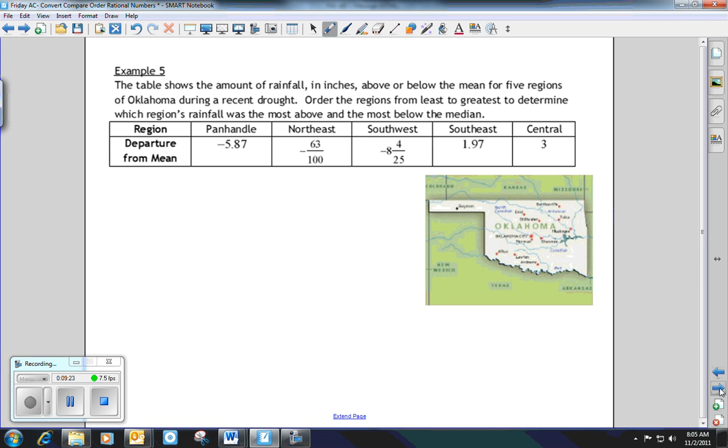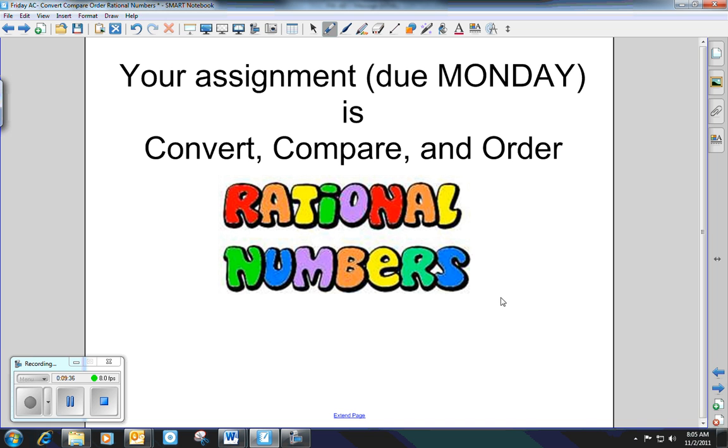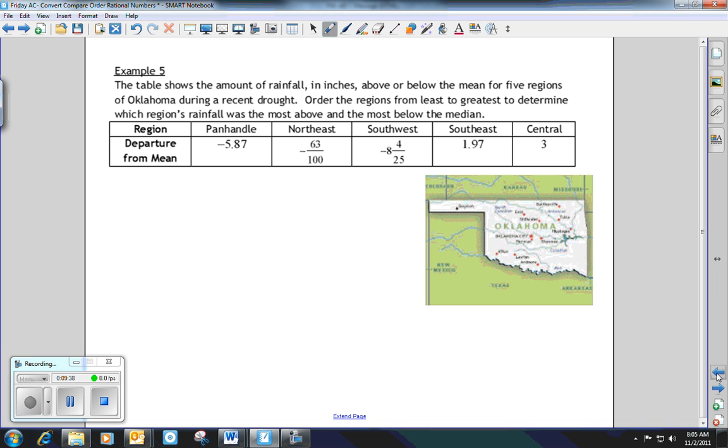Finally, I want you to do example 5, where you're ordering the amount of rainfall in inches. You're also going to have to change these to a common form, either fractions, decimals, or percents, in order to put them in order. All right, your assignment will be given to you next class period, and we can talk some more about this then.